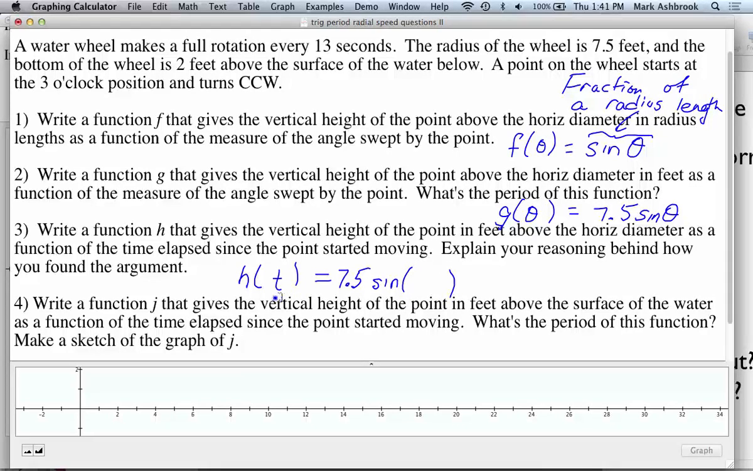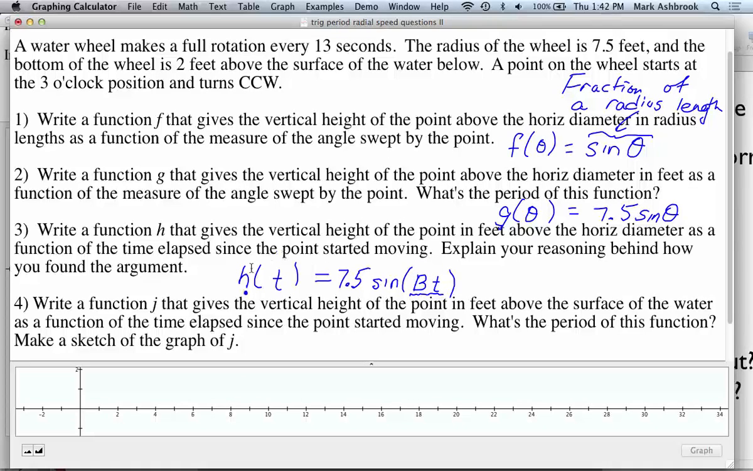But we need it as a function of t, right? Because this function h, the input is t. So we need some expression with t's in here. Okay? And so from last time we had things like this. We had a coefficient times t. On Tuesday we knew what that number was. We had 2 radians per second or 9.7 radians per second.